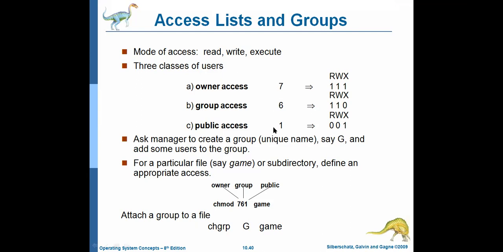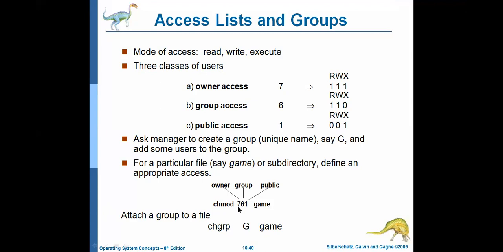That means 761 means you want to give read, write, execute permission for the file to the owner, and you want to give only read, write permissions to the group, and you want to give only execute permission for the others. Okay. For example, there is a file called game. You want to give permissions like 761. So obviously there is a command called chmod. Chmod means changing mode. Mode means mode of permissions. So how do you want to change?